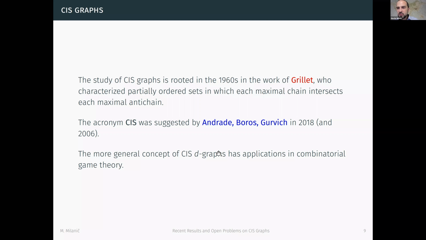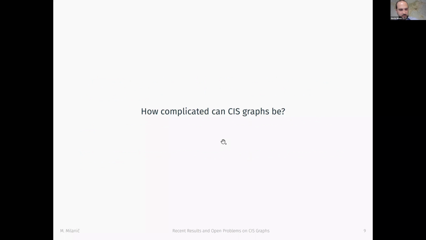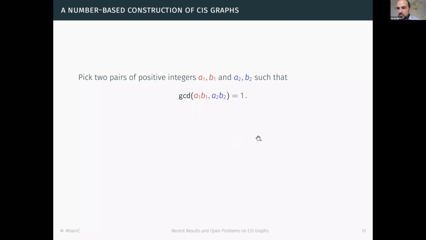So there is some motivation, and I must say, I find these graphs, CIS graphs, very interesting and challenging to understand. I would like to convince you in this talk that they are indeed interesting. Well, let's first see how complicated, how ugly they can be. Since this is a conference about both number theory and discrete mathematics, I think it's appropriate to present a construction of CIS graphs which is based on numbers. So let's have a look.